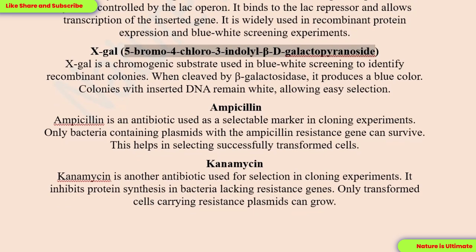X-Gal, 5-bromo-4-chloro-3-indolyl beta-D-galactopyranoside. X-Gal is a chromogenic substrate used in blue-white screening to identify recombinant colonies. When cleaved by beta-galactosidase, it produces a blue color. Colonies with inserted DNA remain white, allowing easy selection.